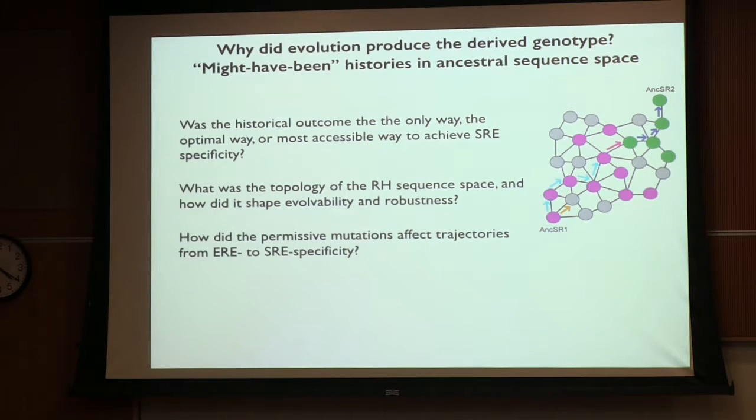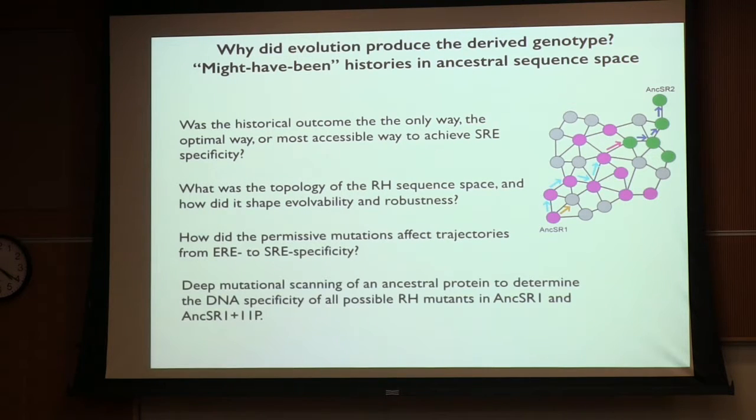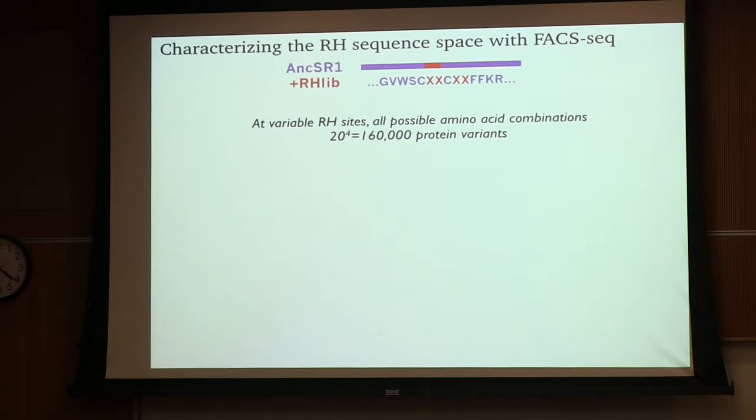How did the permissive mutations affect the trajectories that were available to the protein to get from ERE to SRE specificity? To do that, Tyler developed a method for deep mutational scanning of these ancestral transcription factors to determine the DNA specificity of all possible combinations of all possible amino acids at the variable recognition helix sites. And he did this in both the ancestral SR1 background with and without the permissive mutations. So here's what he did.